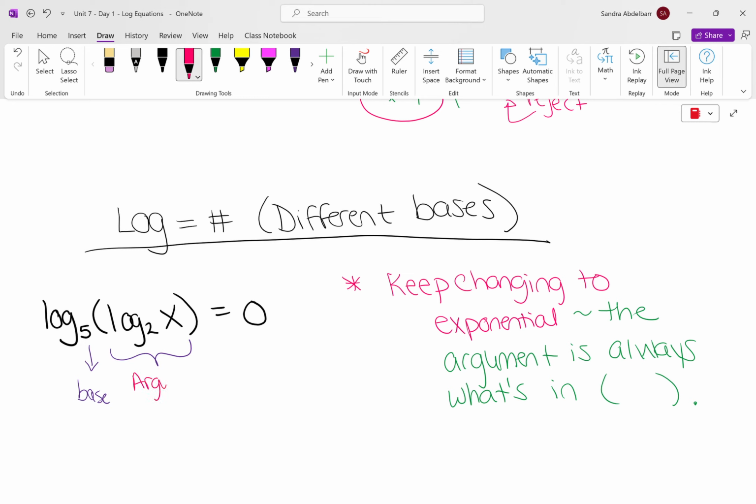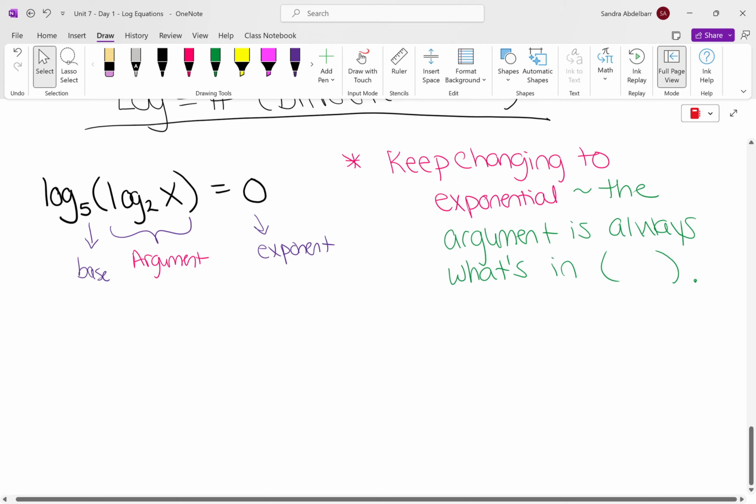Well, this is my base, and what did I say? The argument's always what's in parentheses. So this is my argument. And that means this is my exponent, right? Log, base, argument, exponent.